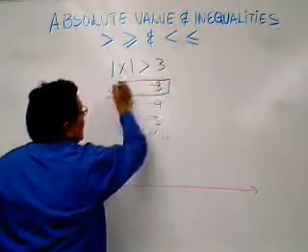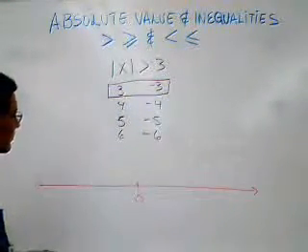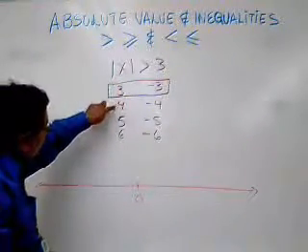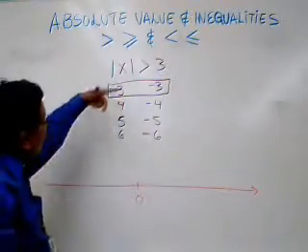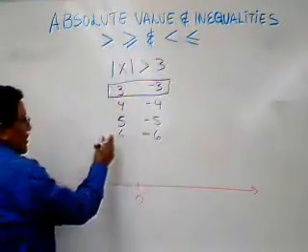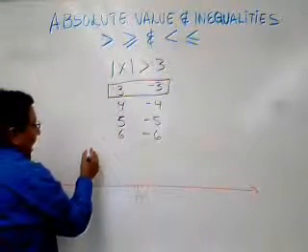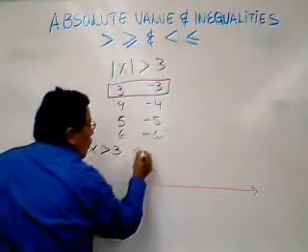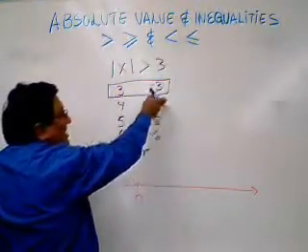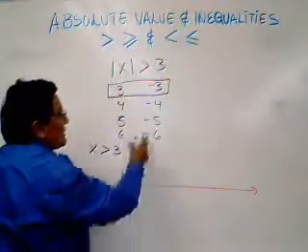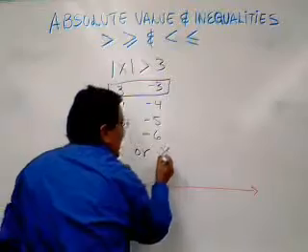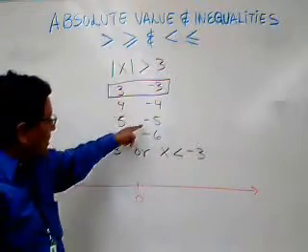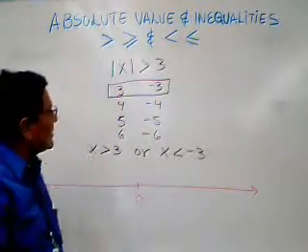But these values are not included. Therefore, we can say that 4, 5, 6 are greater than 3. So the solution will be x greater than 3, or also x less than negative 3. It can be negative 4, negative 5, negative 6.